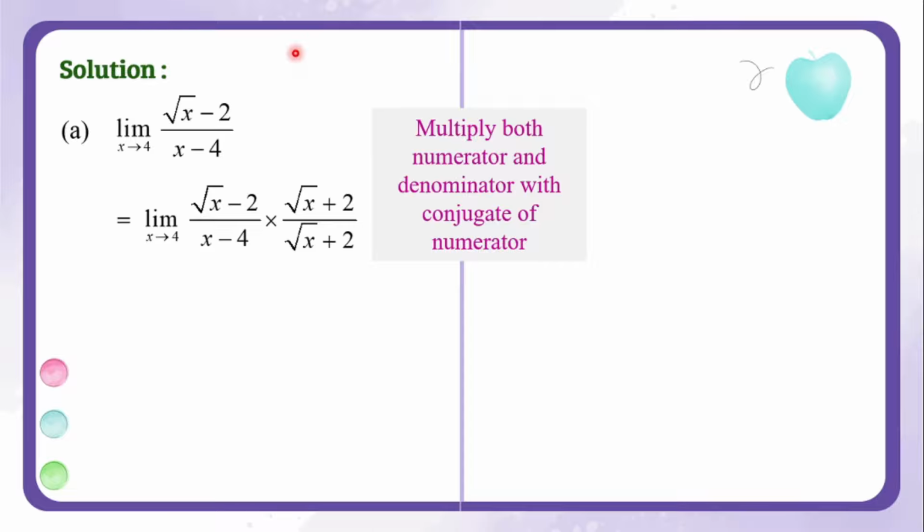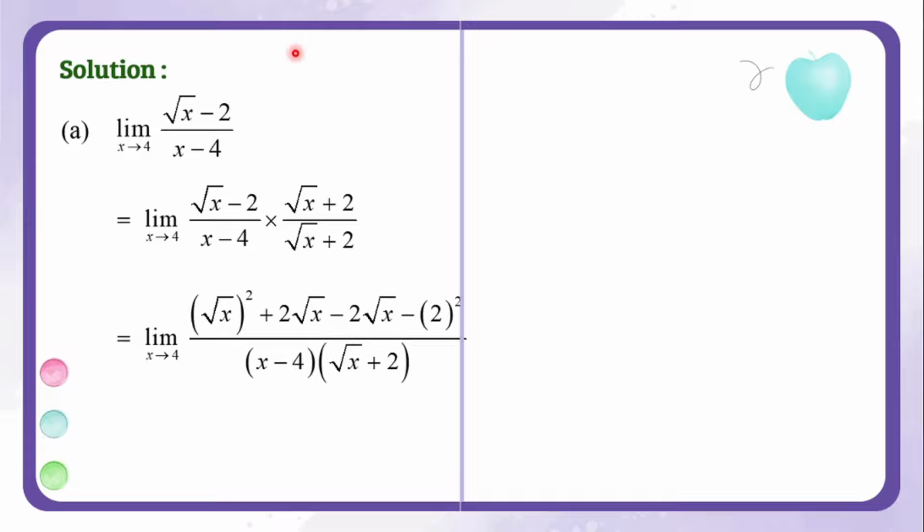Next, we expand the numerator. The process of multiplying these two surd expressions is very similar to multiplying two binomials. The process is √x times √x, so we get √x squared, √x times positive 2, so we get positive 2√x, negative 2 times √x, so we get negative 2√x, and negative 2 times positive 2, so we get negative 2 squared.